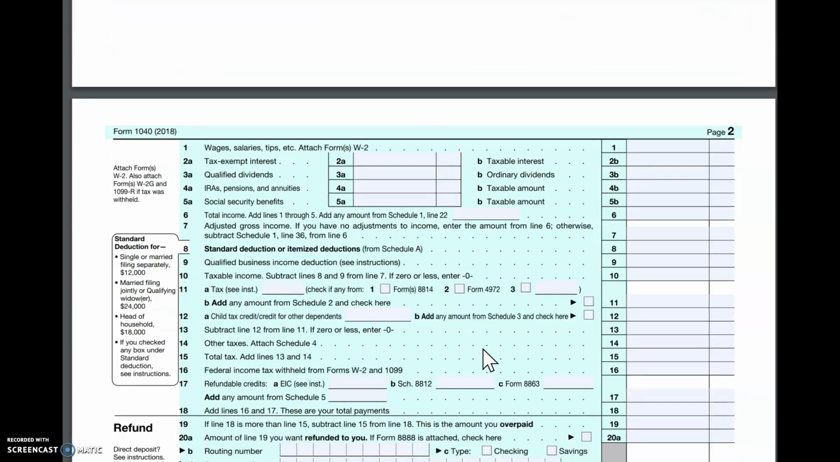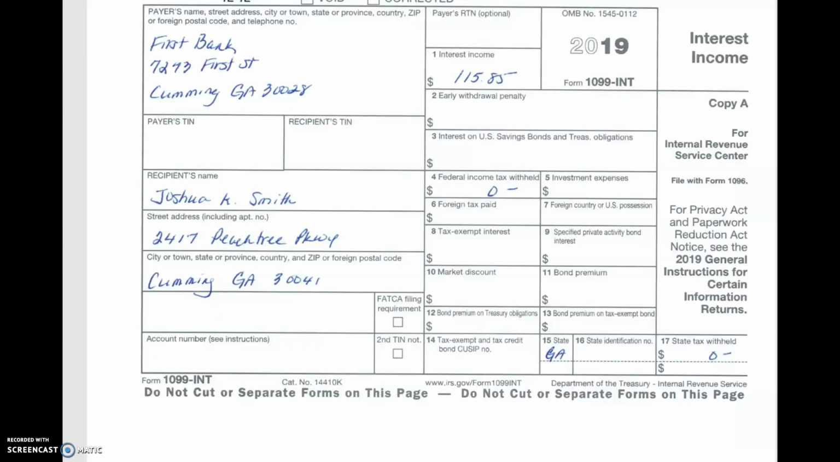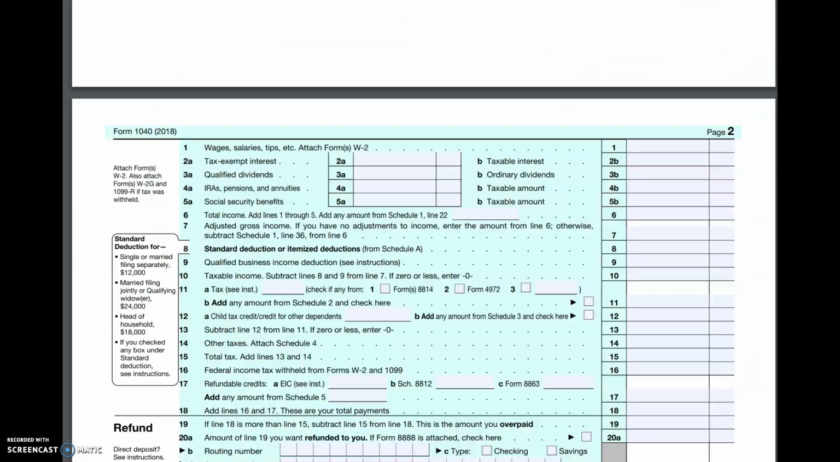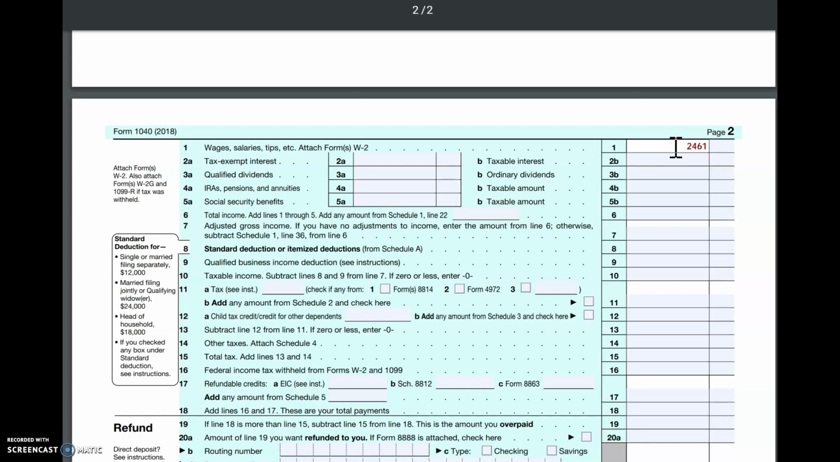Page 2, line 1, asks us for wages, salaries, tips, etc. So we are going to go take a look at Josh's W-2, which he received from ABC store, and he earned $2,461.19. If you had multiple jobs, you would have to add the wages together. Josh only had one job, so we only have one wage to worry about. And we do need to round. So in Josh's case, we're going to round down, and he had 2,461 and no cents.